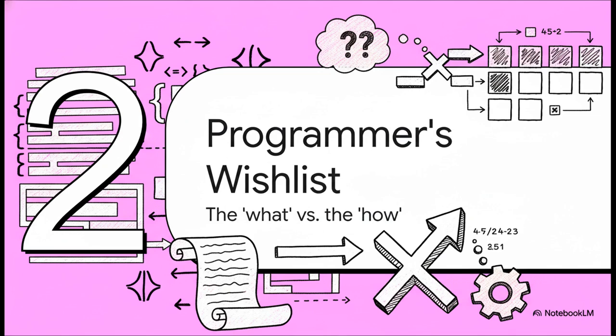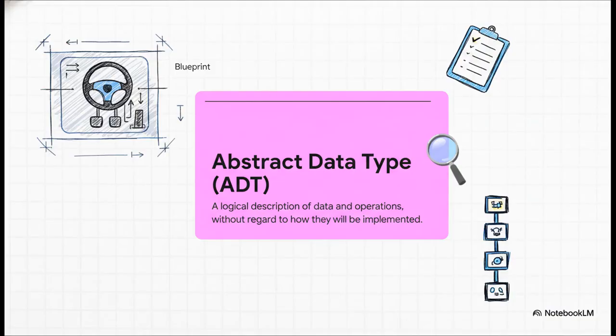And that whole idea of a wish list brings us to a really, really important concept in computer science. The idea of separating what we want something to do from how it actually gets it done. This is called an abstract data type, or ADT for short. The best way to think about it is like a blueprint for a car. The blueprint tells you, hey, this thing has a steering wheel, an accelerator, and brakes, and it tells you what they do. But it doesn't tell you if the engine is gas or electric. The ADT for a list is our blueprint. It's our list of demands, our wish list.